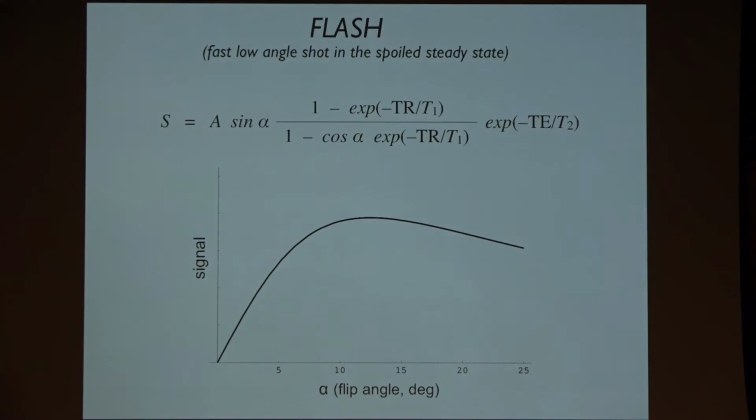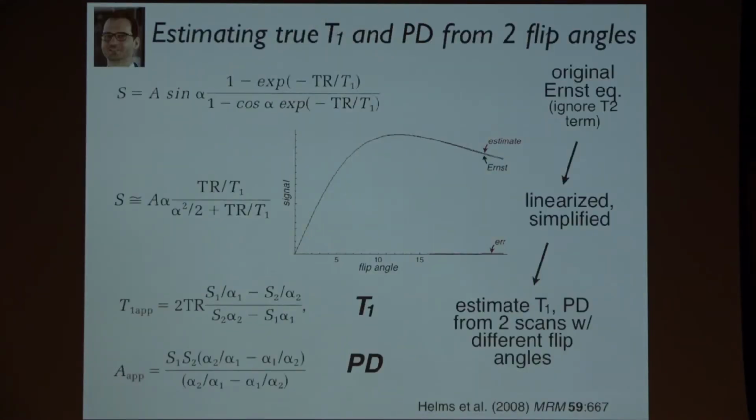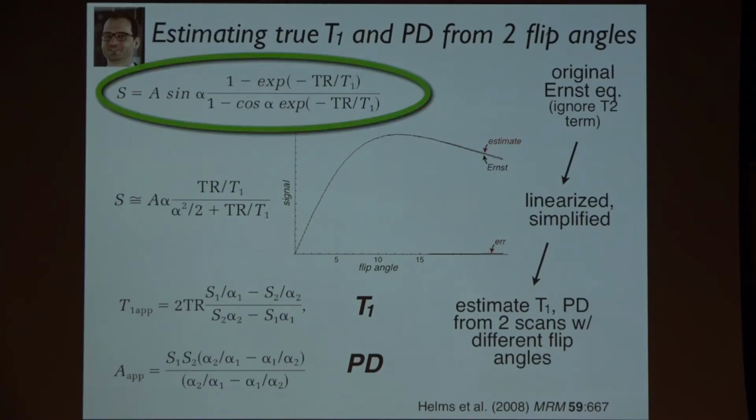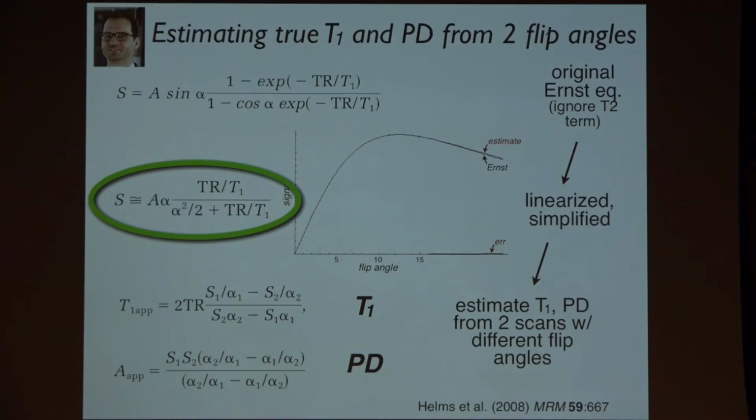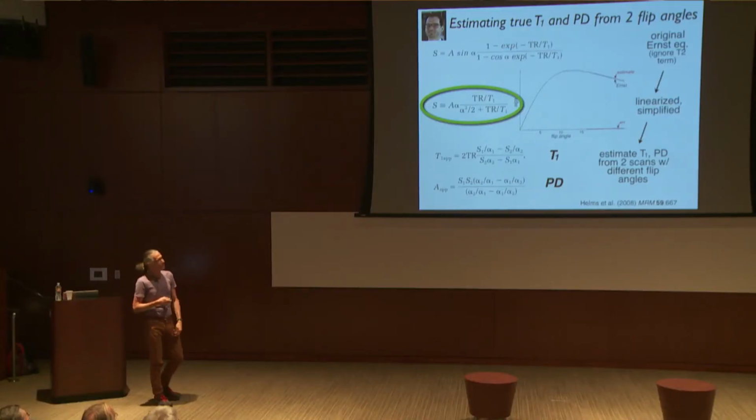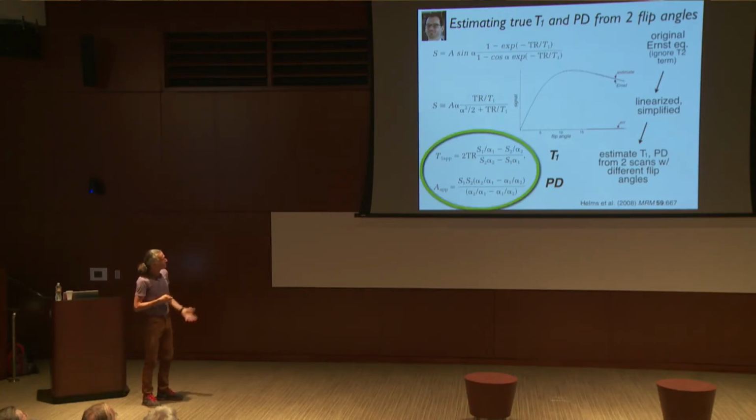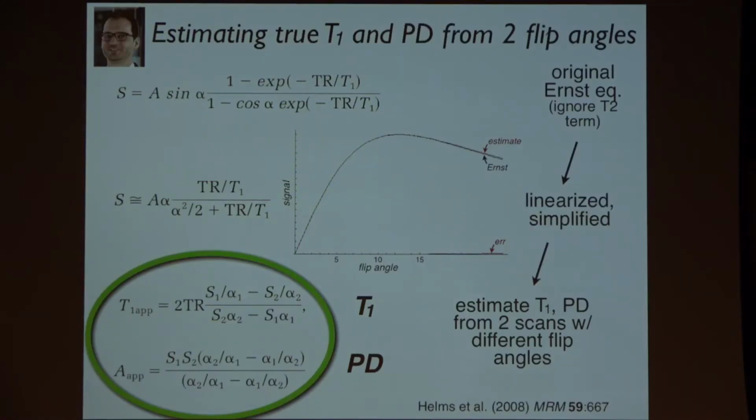You start off with the FLASH signal equation. That's signal as a function of flip angle. And then the mathematicians turned this into that. It's unbelievable. That thing right there is just the same as that. There are some Taylor expansions and blah, blah. But especially for small flip angles, it might as well be the same equation, and it's much easier to deal with because now it's a linear equation. So if you collect two different flip angles, you can solve for the T1 and the proton density.